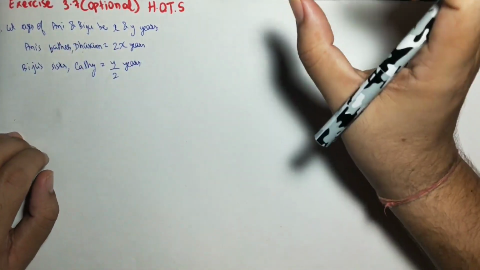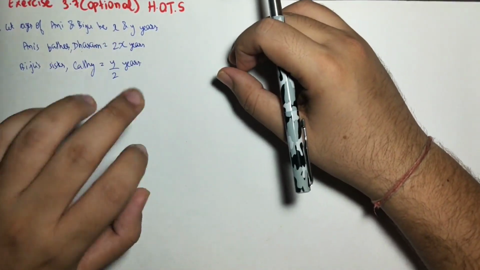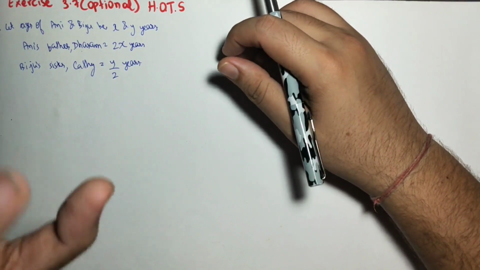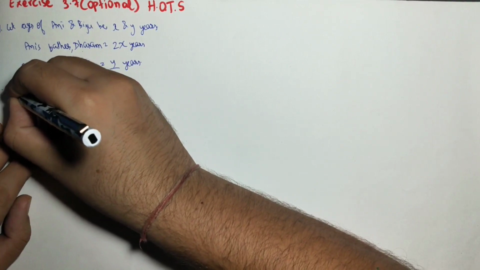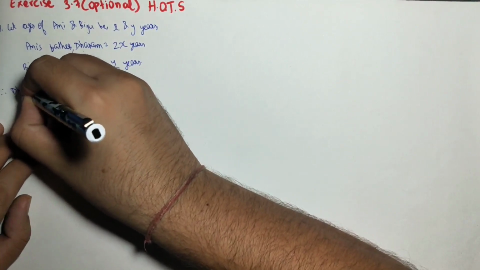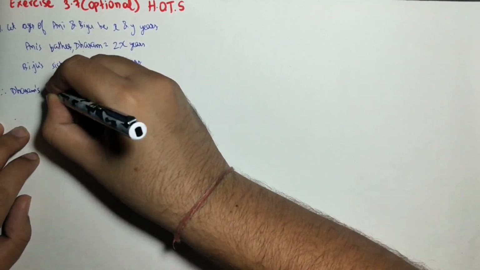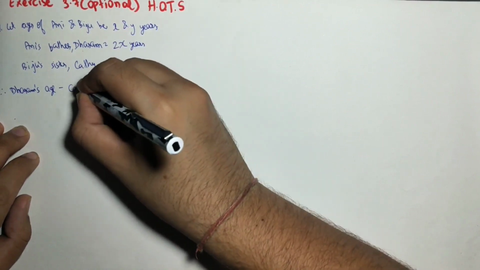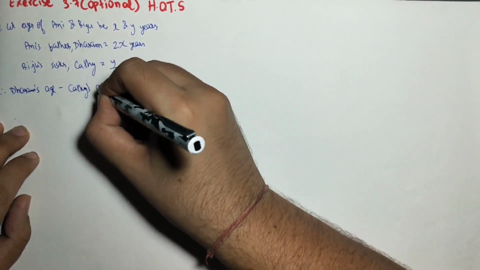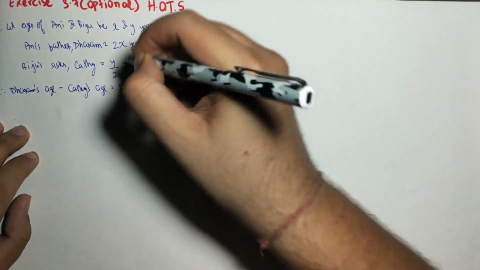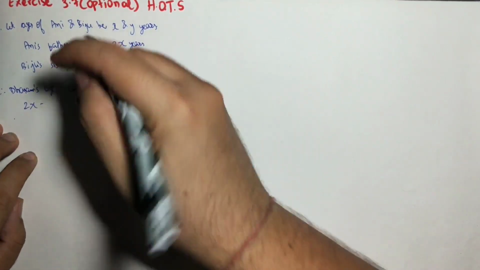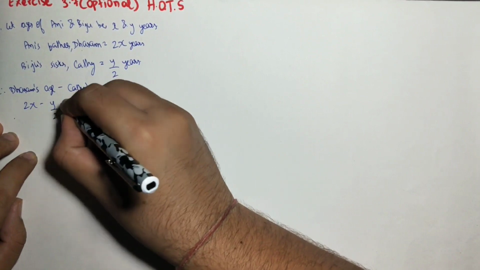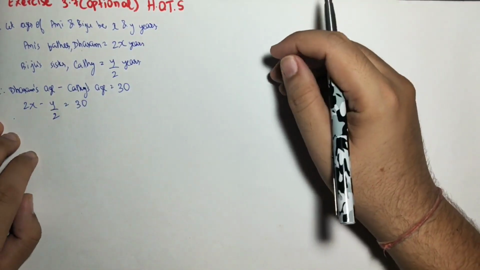Because that equation is definite that Dharam is elder than Kathy, I am keeping that equation to be my first equation. Therefore, Dharam's age minus Kathy's age is equal to 30. This is given to us. What is Dharam's age? 2x. What is Kathy's age? y by 2. So 2x minus y by 2 equals 30.